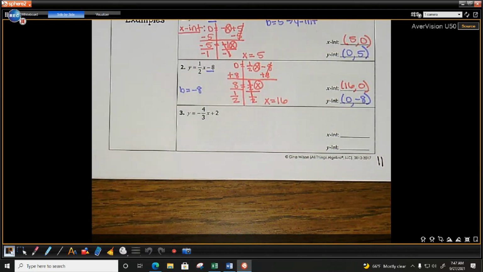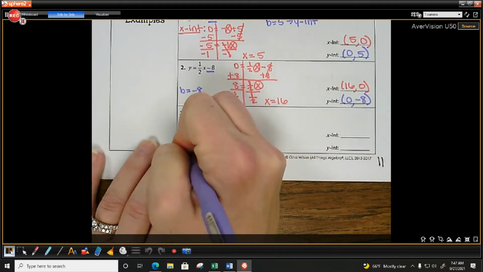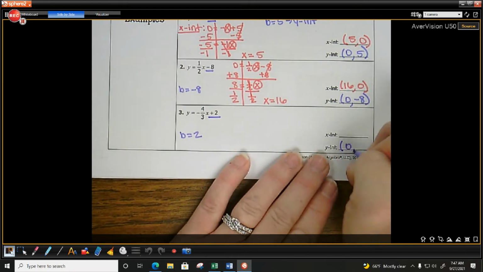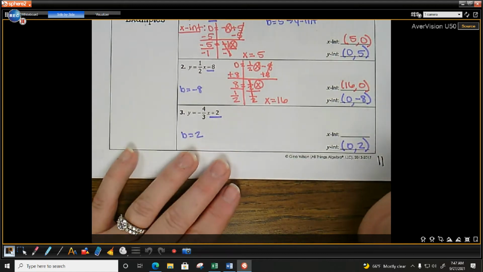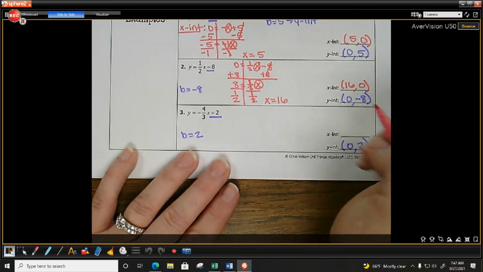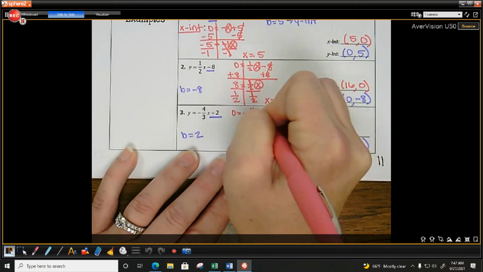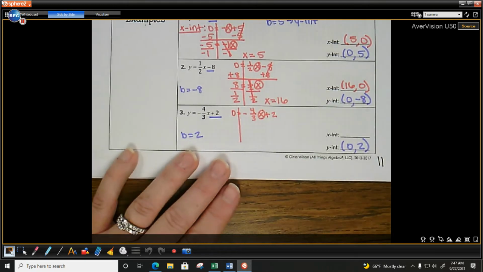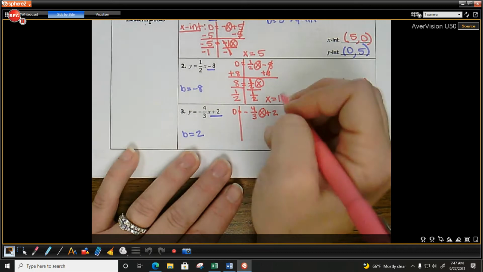Let's look at this one. What's my b value? What's my y-intercept? 0, 2. Very good. Now let's find our x-intercept. When you find your x-intercept, you replace what? Y with 0. So 0 equals -4/3 x plus 2. Draw your line through the equals and circle x. What do I do to get x by itself? Subtract 2.